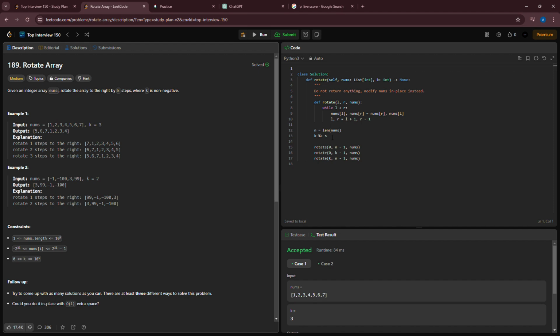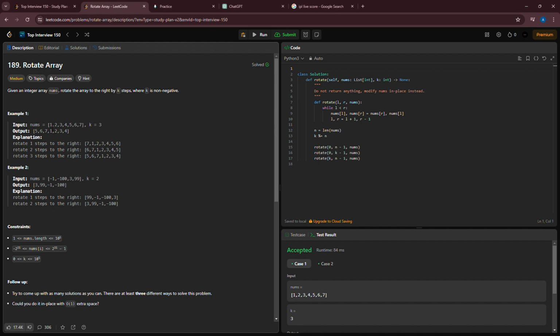First, we initialize the function. I will explain it later. Here n is equal to the length of the nums, and k is k percent n, because k may not be more than the length of the nums array. So here, in the first rotate array, what happens is the whole nums array is rotated.